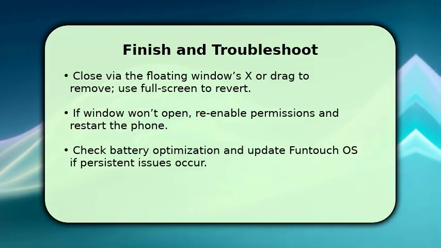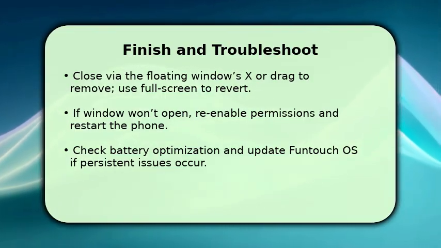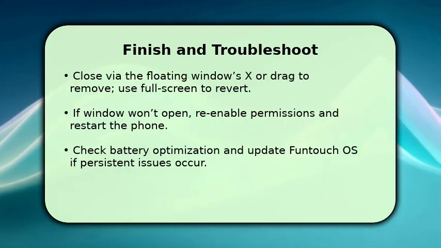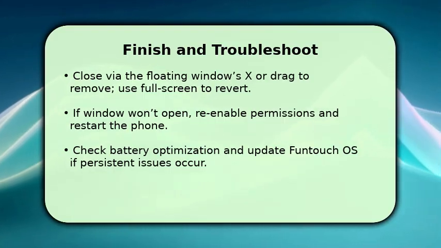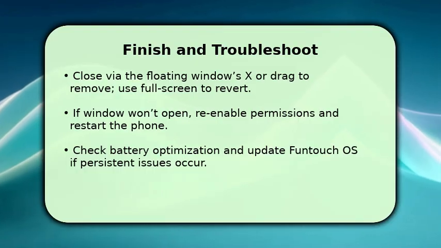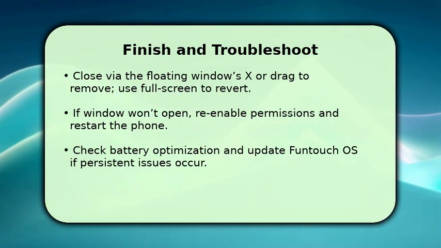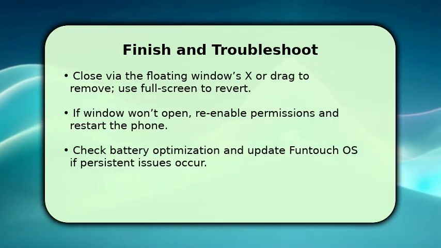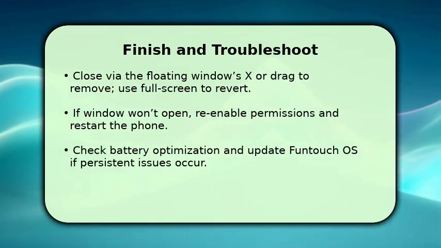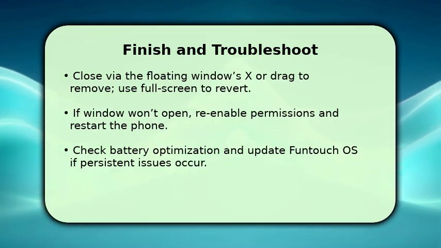If the float fails to appear, recheck floating window and accessibility permissions, then restart the phone to clear temporary blocks. Make sure battery optimization is disabled for that app, because power saving often prevents overlays. If problems persist, update FunTouch OS or the app itself. Updates frequently restore floating window compatibility and fix known bugs.